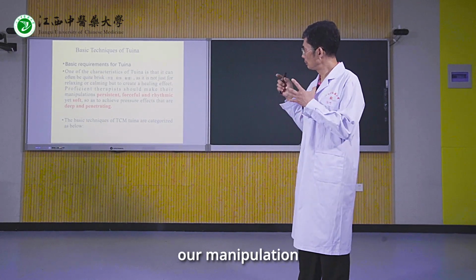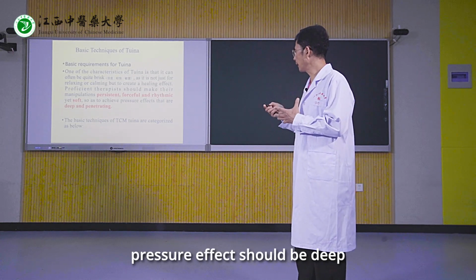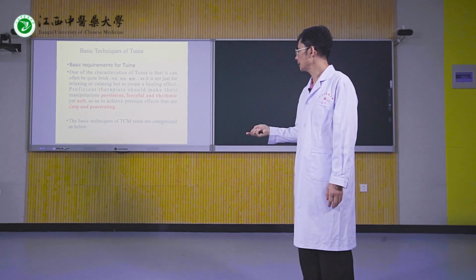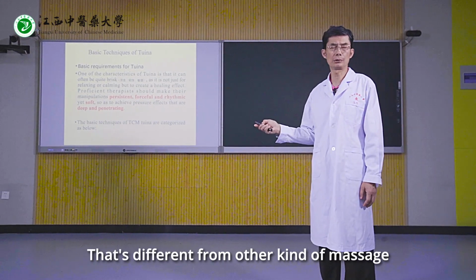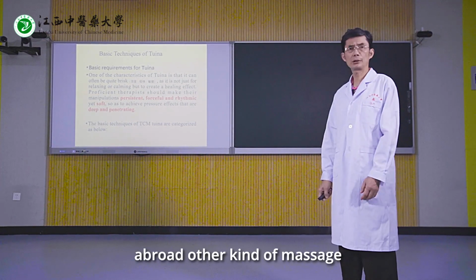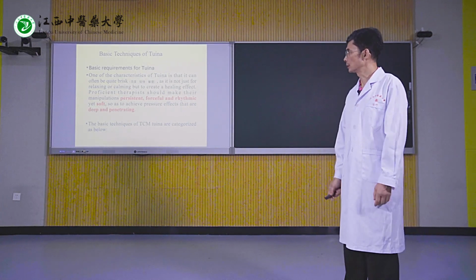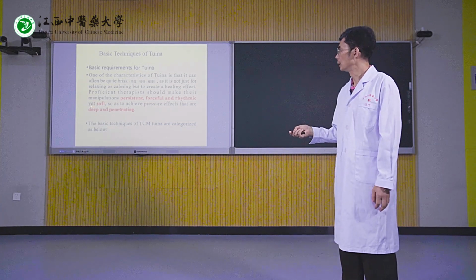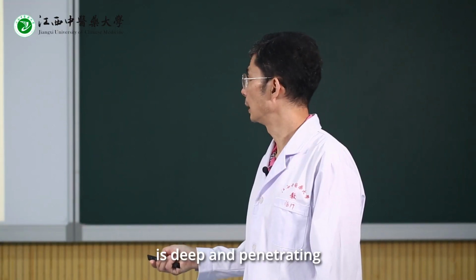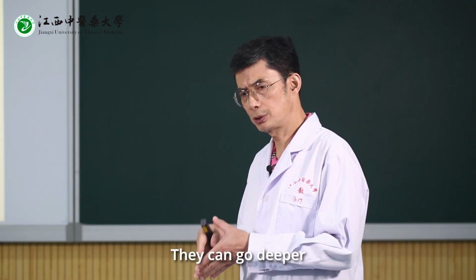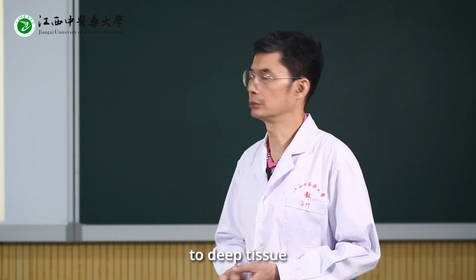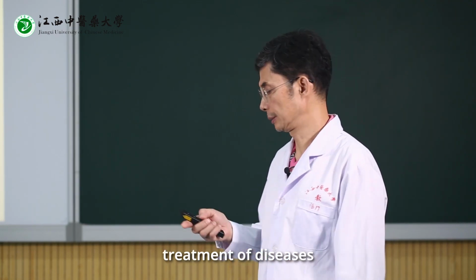Also, the pressure effect of our manipulation should be deep and penetrating. In my opinion, that's different from other kinds of massage. I have experienced other kinds of massage abroad on myself. I think the big difference between Chinese tuna and other massage is that Chinese tuna is deep and penetrating. Our manipulation can go deeper, penetrating to deep tissue. That's why it can be used to treat diseases.